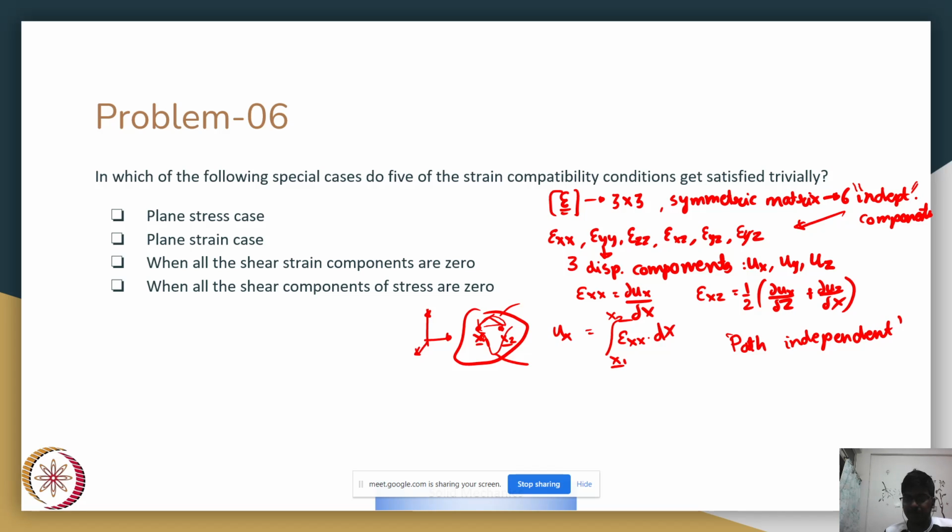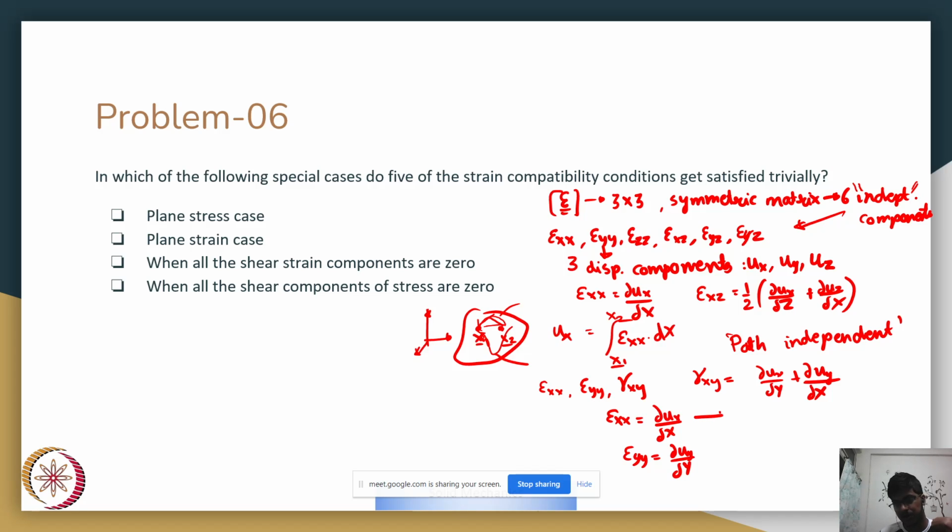As an example, I'll use the simple case of epsilon xx, epsilon yy, and gamma xy. We know that gamma xy is dou ux by dou y plus dou uy by dou x. Similarly, epsilon xx is dou ux by dou x, and epsilon yy is dou uy by dou y.